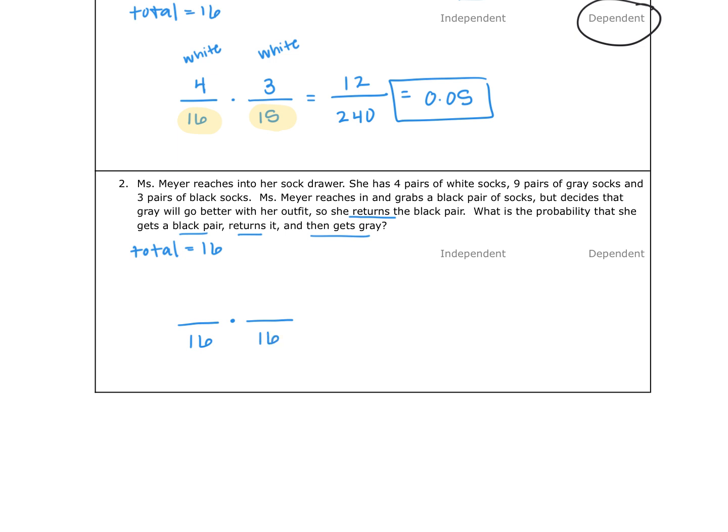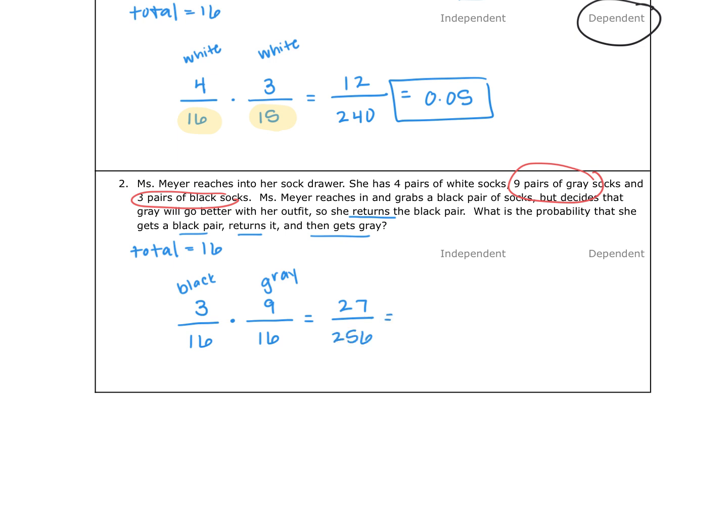Okay, so the first thing she gets out is black, and the next thing she gets out is gray. So I'm just going to go up and look and see how many pairs of black socks she has. When I read right there, it says she has 3 pairs of black socks. So my first number is going to be 3. She returned that pair of black socks, and now she's looking for gray socks. And this one says she has 9 pairs of gray socks. So now we're going to use 9 right here. And just like above, we're going to multiply across the top. So 9 times 3 is 27. And then we're going to multiply across the bottom. 16 times 16 is going to give me 256.